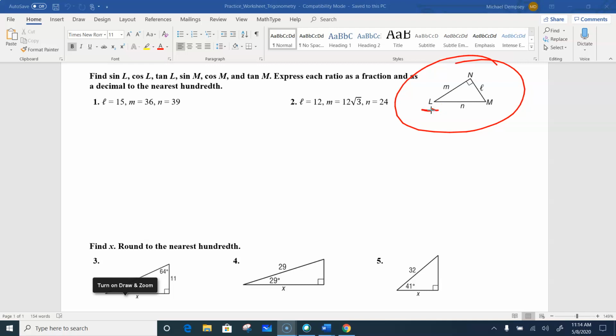Let's look from there. So we want the sine of angle L, okay? And we're going to base this on the picture that we have. And they're telling us here, to start with, that this is 15. That's the one side, that's the side that's opposite L. M is 36. That's here. And then N is 39. That's the hypotenuse. Okay. So remember the acronym, SOHCAHTOA.